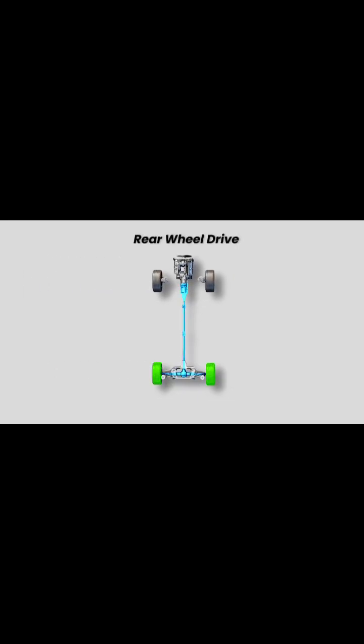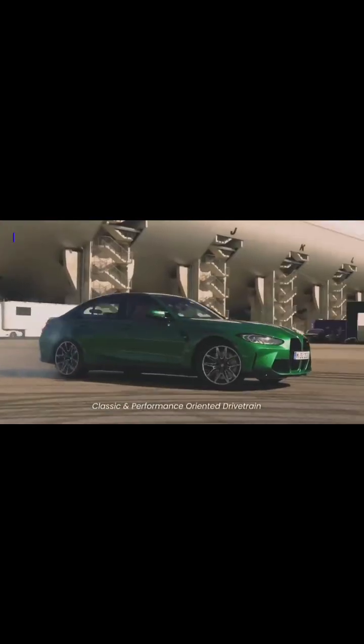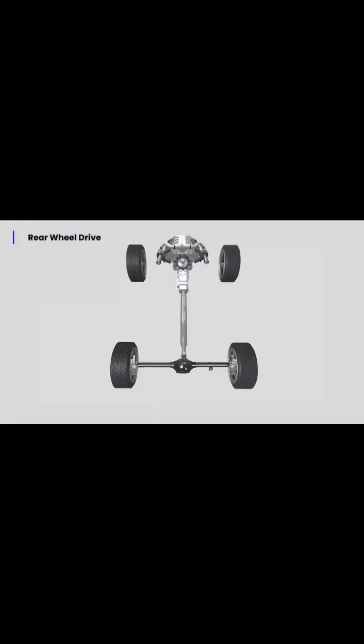First up, rear-wheel drive. This is one of the most classic and performance-oriented drivetrain setups. Let's break it down. The engine's power goes through the transmission. From the transmission, the power flows through a long drive shaft that runs to the back of the car. The differential receives the power and splits it between the two rear wheels, allowing them to rotate at the same speed. The differential also allows the wheels to rotate at different speeds when one wheel loses traction.